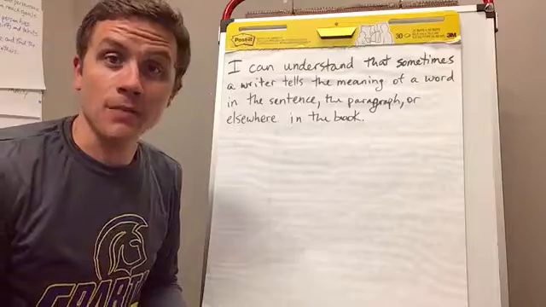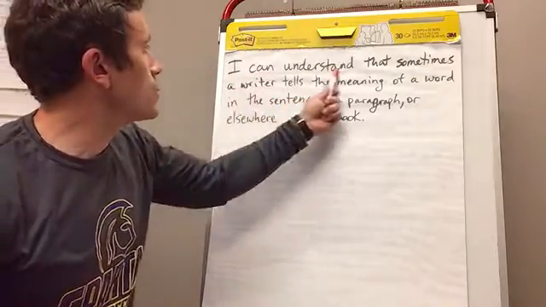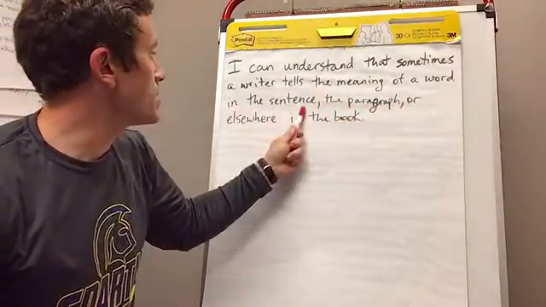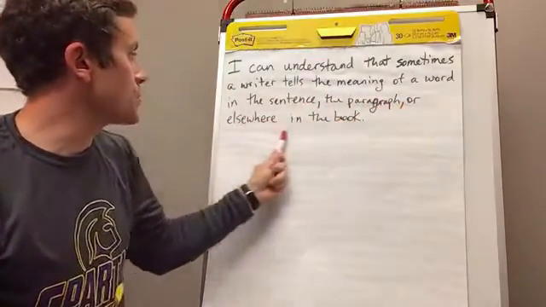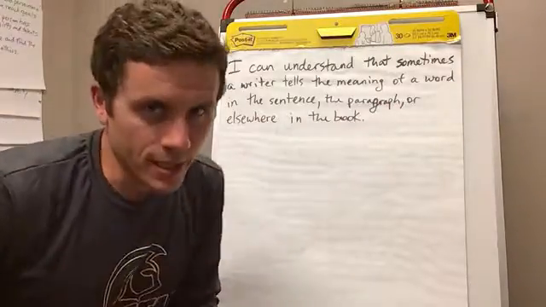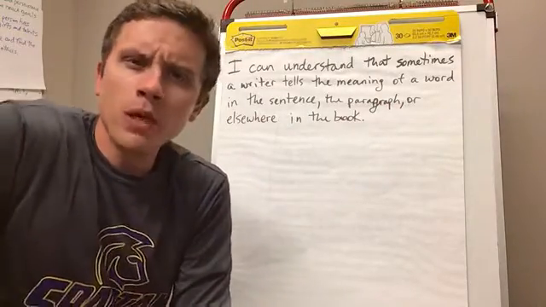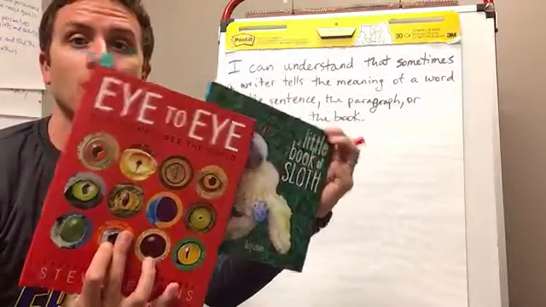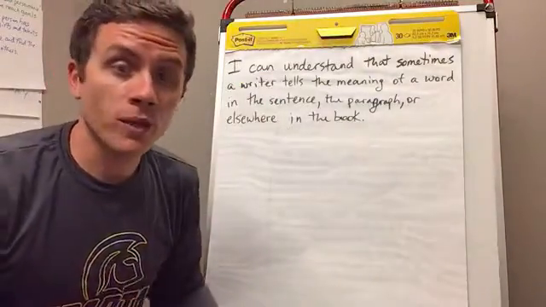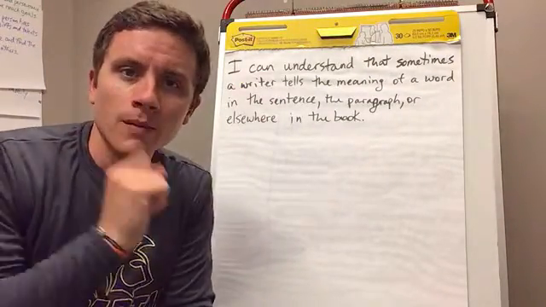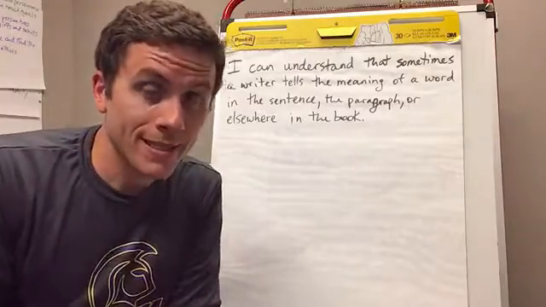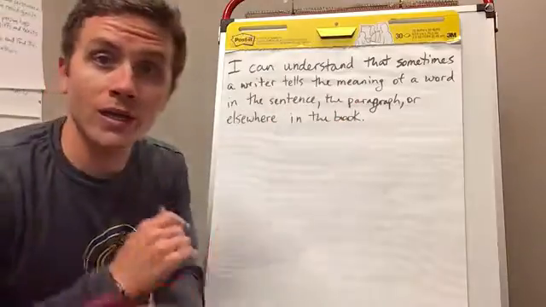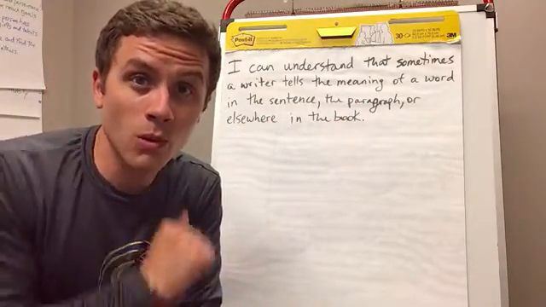Scott here again, taking time to think about how I can understand that sometimes a writer tells the meaning of a word in the sentence, the paragraph, or elsewhere in the book. It is interesting sometimes when we read books, usually nonfiction books like the two that we'll look at today, that we come across words that we don't really know the meanings to. Now, another tool that you can put in your toolbox is that sometimes we can find the meaning in the sentence, the paragraph, or elsewhere in the book. So that's what we're going to look at today.